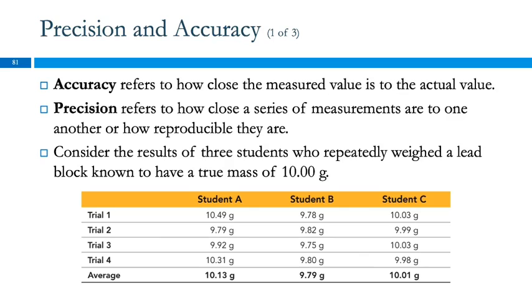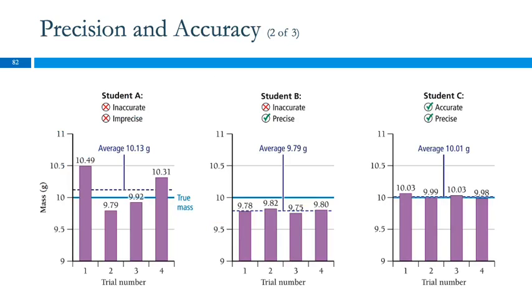Okay, so here we have an example of 3 different students weighing a block of lead with a true mass of 10.00 grams. Some of them are good at this and some of them are not so good at this. And so we can show a table, which is how we would typically record data in the lab. You just write down the numbers. And then they've calculated an average of their values. It's hard to look at this and see what's going on. And so that's why we often graph things, so we can graph this data.